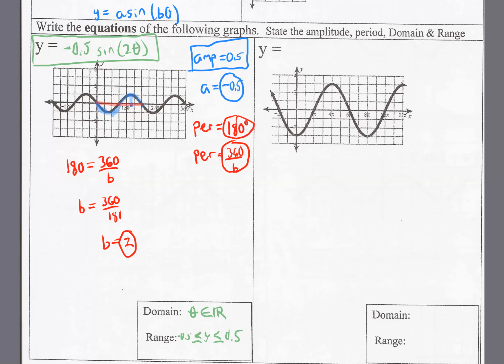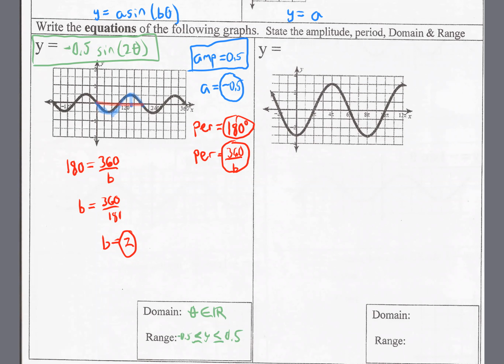Good. Okay, this next one, is it sine or cosine? Cosine, thank you. Someone has noise in their background. Hopefully you can figure it out so I don't have to mute everyone. So it's going to be A times cosine of B theta.